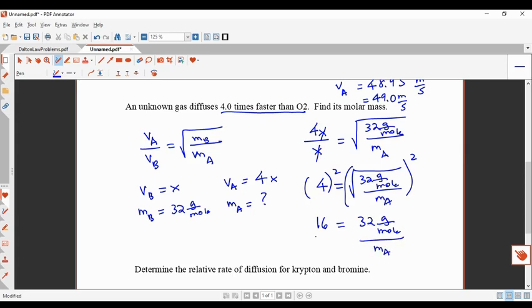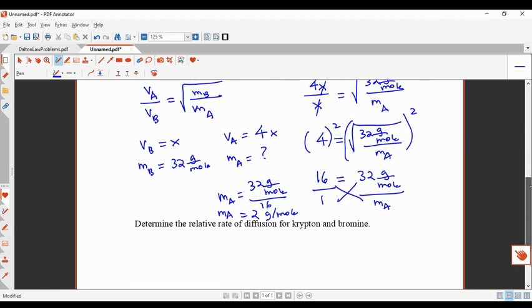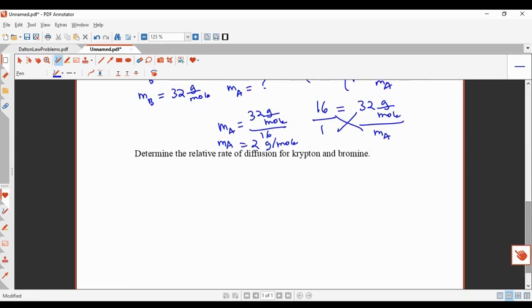So we're going to cross multiply, and we're going to get mass of A is equal to 32 grams per mole over 16, which gives us 2 grams per mole, which is mass of A. Okay, and we're going to do one more, so you can see one more type of problem. And then, like I said, you guys have a worksheet to work on.